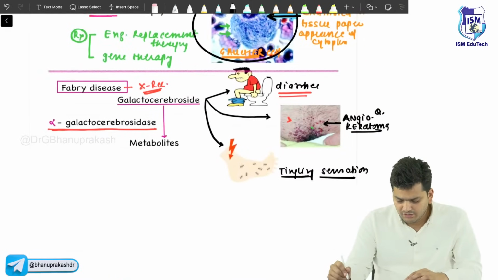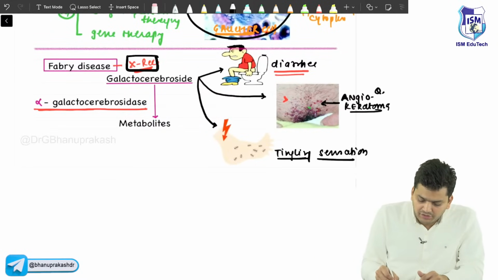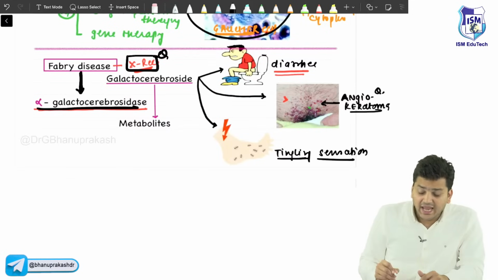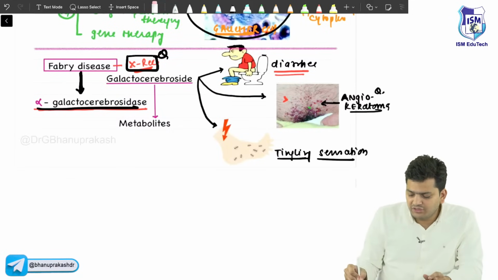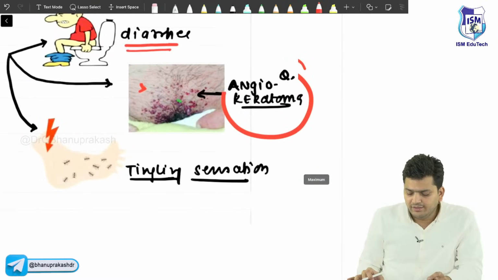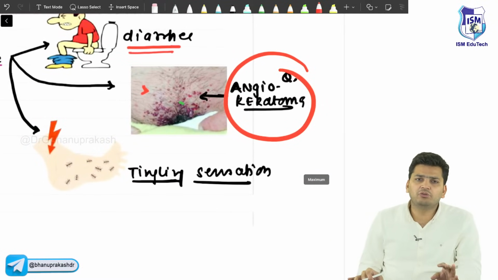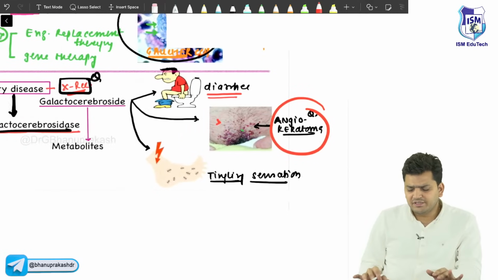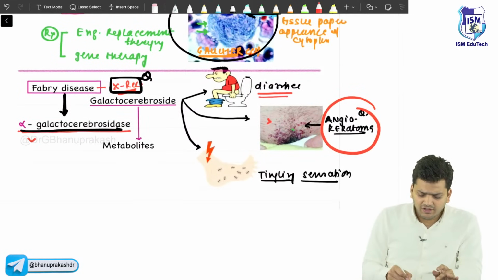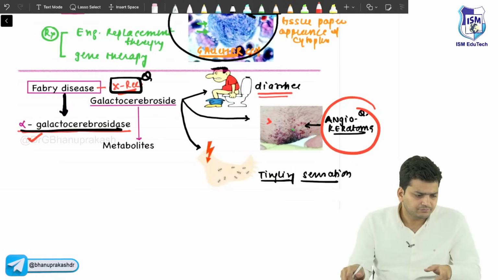Done. Next is Fabry disease. Fabry disease is an X-linked recessive disorder and it is due to deficiency of alpha galactosidase. And the most important hallmark is angiokeratoma. If you see this word angiokeratoma, it is Fabry disease. Anywhere, if you see angiokeratoma, Fabry disease. Fabry disease is due to deficiency of alpha galactosidase. Okay.